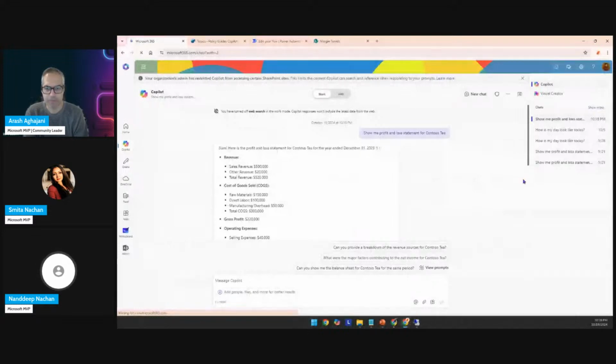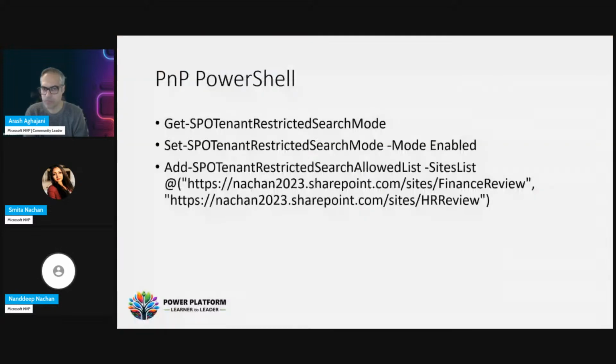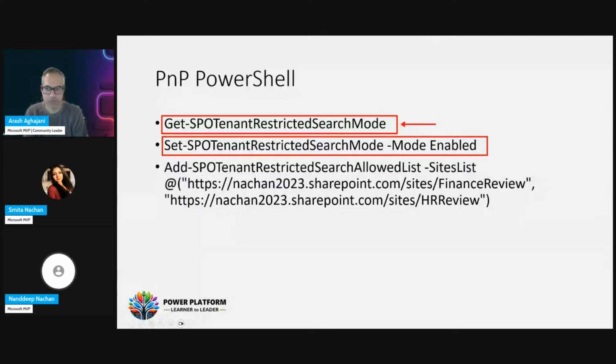And then once you connect to your SharePoint tenant and run this command called Get-SPOTenantRestrictedSearchMode, it will give you the restricted search mode result that you have got on your tenant. By default, this one will be disabled. For example, if you are running it for the first time, then you will have to enable it so that you are restricting the Copilot to get the information from certain sites, and this is how you will be able to mention them.